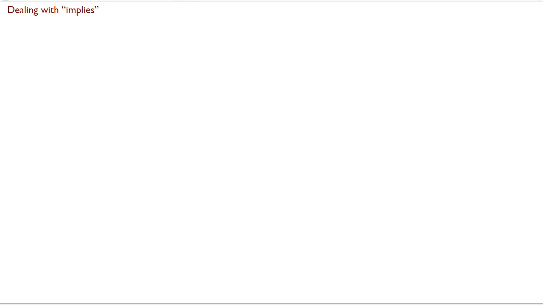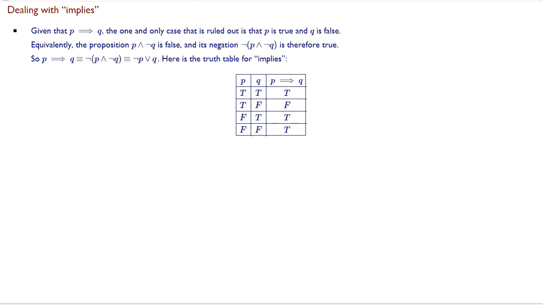Now let's deal with the thorny issue of implies, because lots of logical expressions are of the form P implies Q. What does that mean? If I tell you that P implies Q, then the only way that you can show that I lie is by exhibiting a case where P is true, but nonetheless Q is false. In other words, the statement that P implies Q is equivalent to the statement P and not Q is false. And the negation of that statement, namely not (P and not Q), therefore must be true.